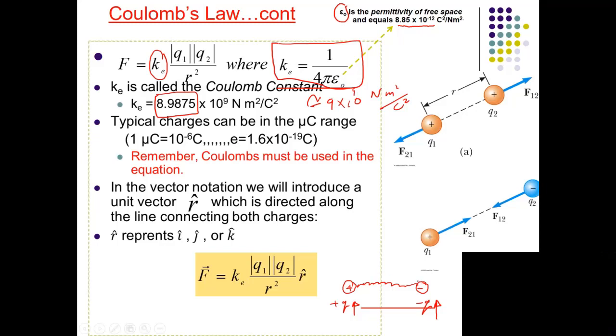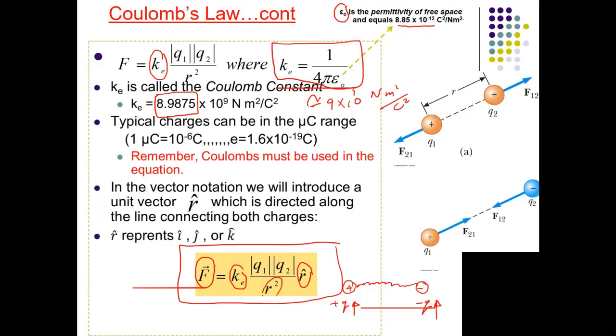Of course, materials also have this kind of limit, but in this course we're only going to talk about free space. So the way we write Coulomb's law in vector form is: force equals constant K, Q1, Q2 divided by R squared, and the unit vector here. As we mentioned, the unit vector could be i, j, or k, and it's important to know that R squared is the square of the distance between the two charges.